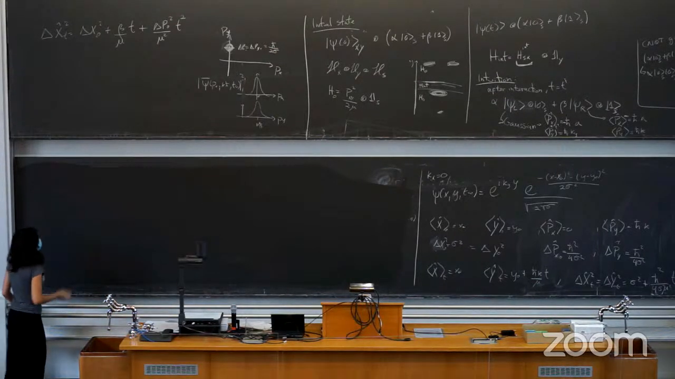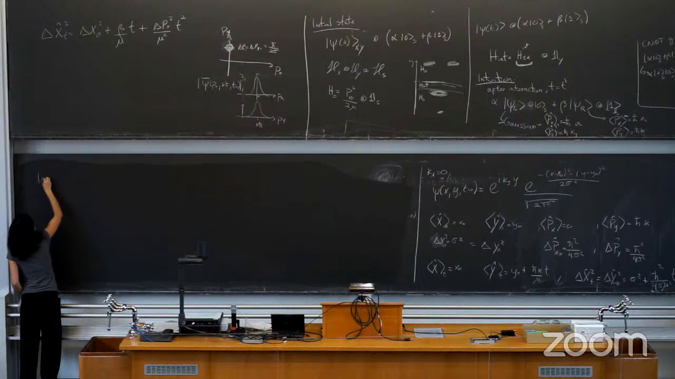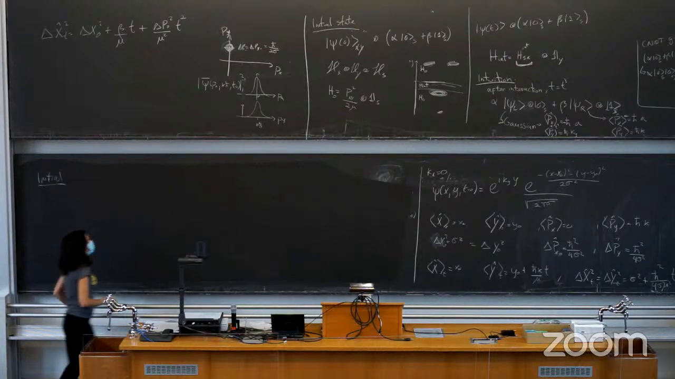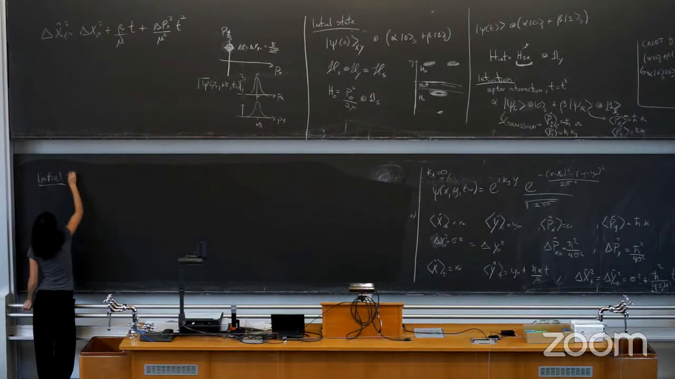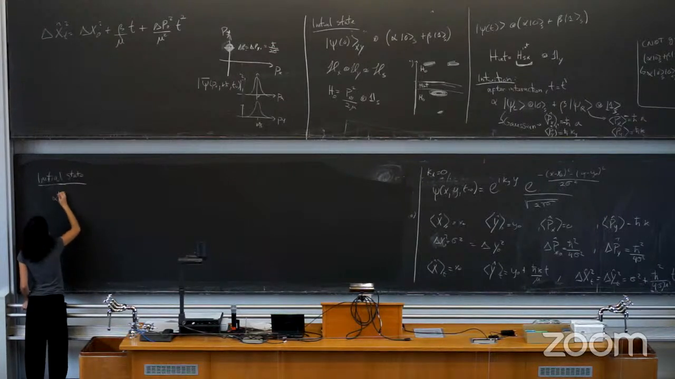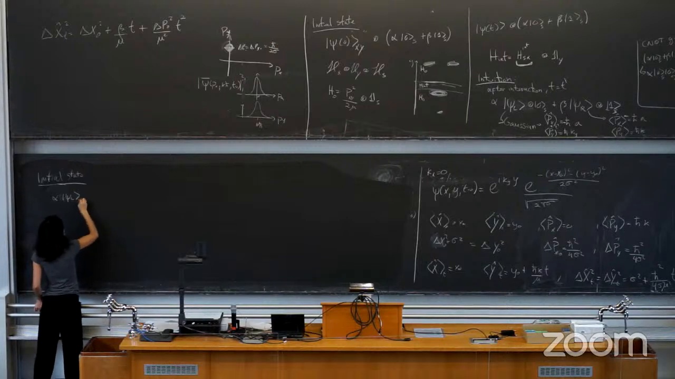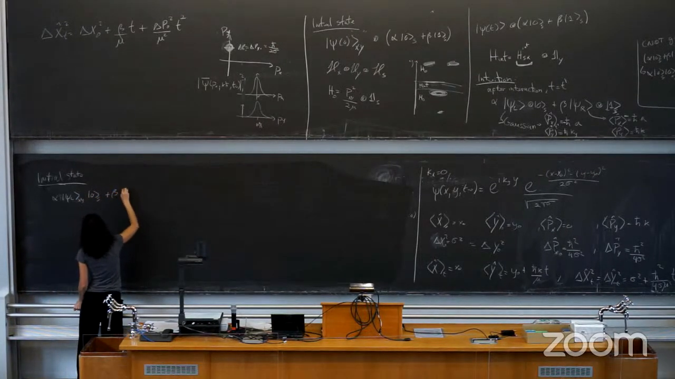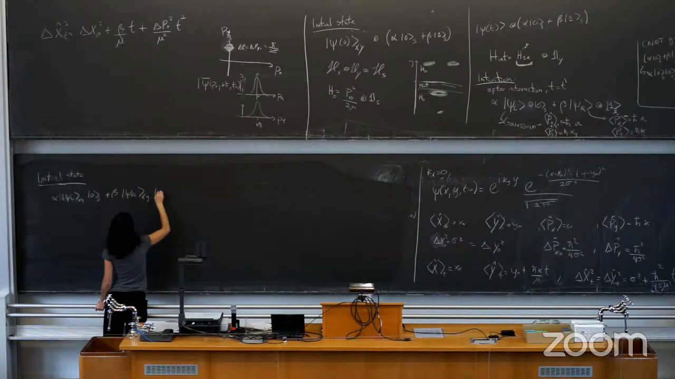So if now my initial state, I'm going to see now how they evolve after that interaction region, right? So my initial state now is this superposition, alpha psi L, x and y, 0 in the spin, plus beta psi R, 1 in the spin, right?